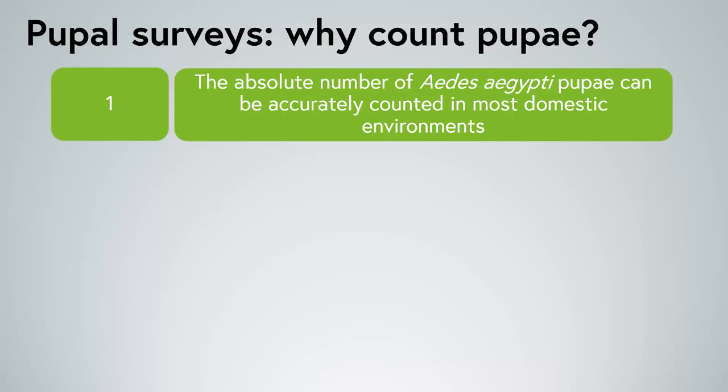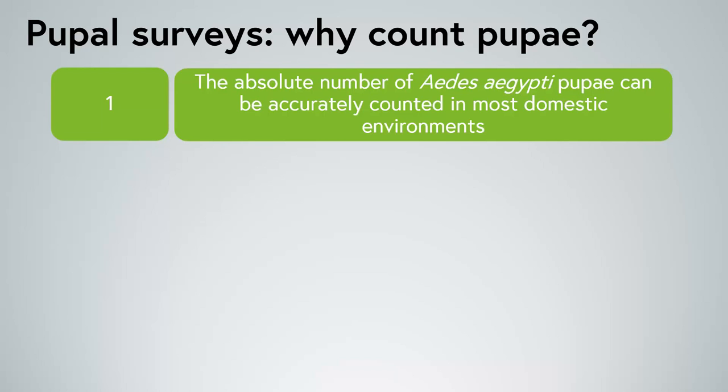The water is sieved and the pupae are counted. If there are several container-breeding species in the area, it cannot be assumed that all pupae present are Aedes aegypti. Therefore, the larvae need to be placed in vials and returned to the laboratory where they can emerge as adults for species identification. So why count pupae?